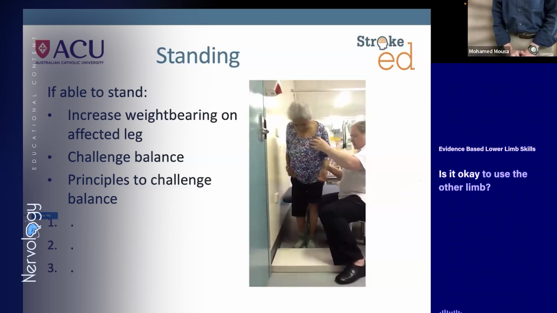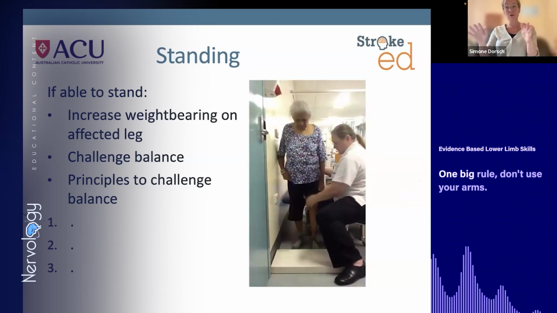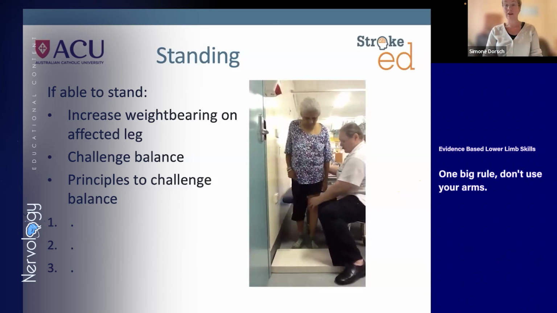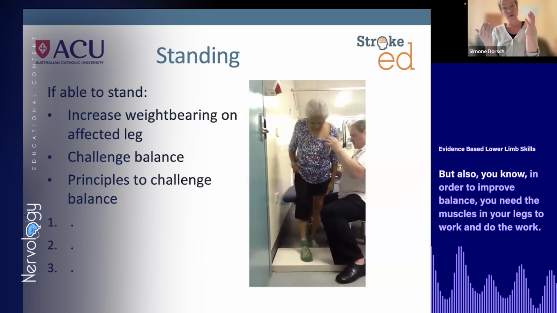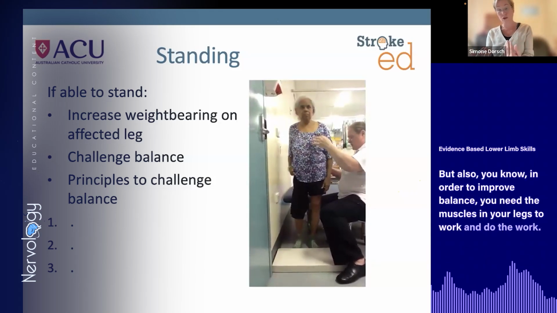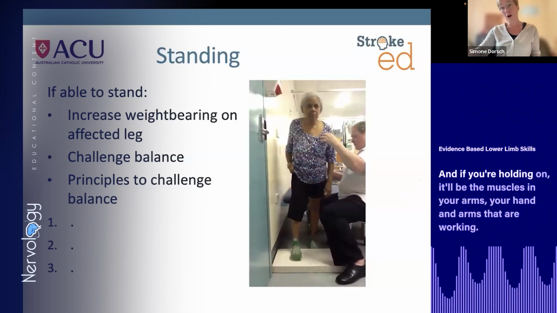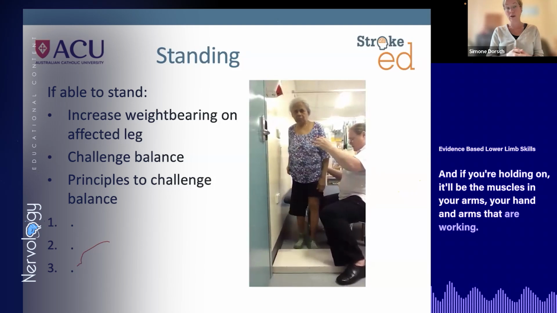I think to use the other limb. Yep, exactly. One big rule: don't use your arms. If you hold on, it's all too easy. But also, in order to improve balance, you need the muscles in your legs to do the work. And if you're holding on, it'll be the muscles in your hands and arms that are working.